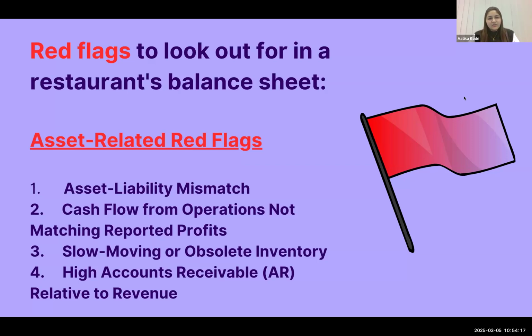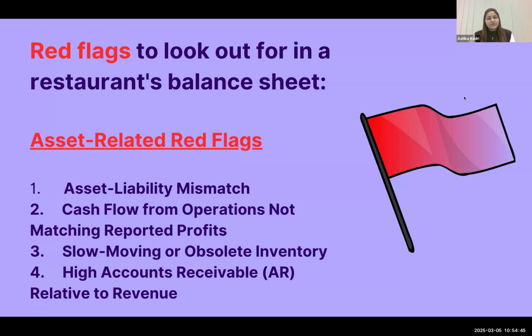The next is slow-moving or obsolete inventory. A buildup of inventory that isn't turning over, for example, excess frozen goods or non-perishable items, suggests over-purchasing, inefficient menu planning, or potential write-offs. In such cases, compare inventory levels with historical data and sales trends to identify the issues.